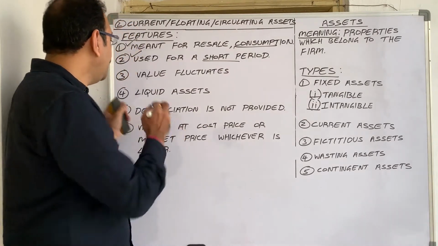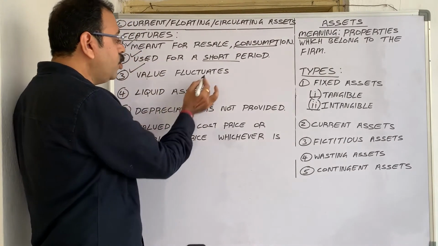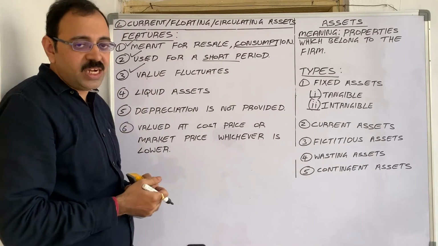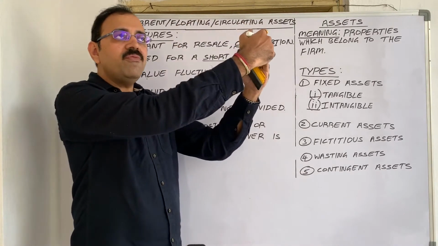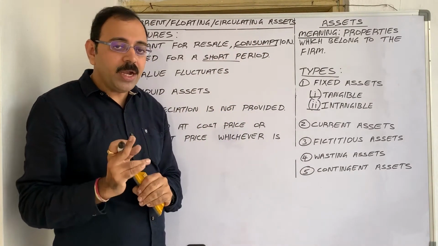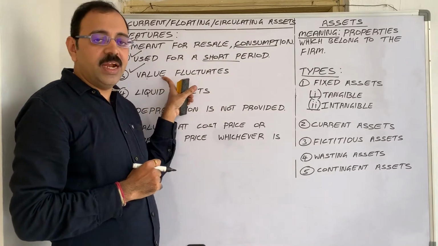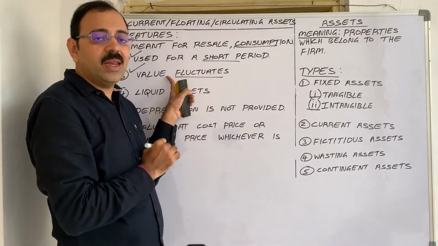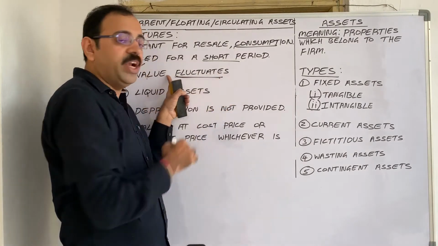The next feature is current asset value fluctuates. If you take any fixed asset value, the value of a fixed asset will get reduced slowly. But in case of current asset, the value will not reduce, will not increase, the value will fluctuate.